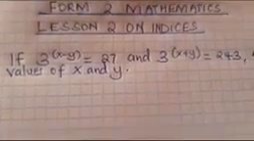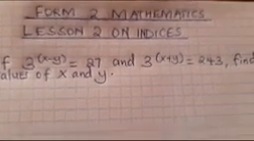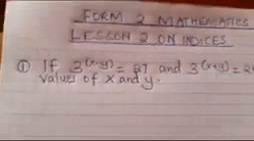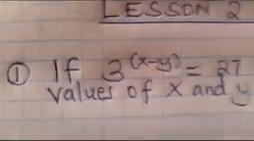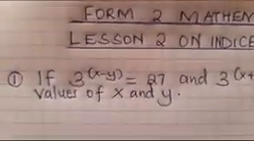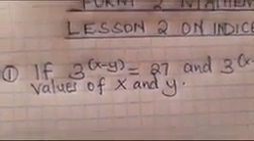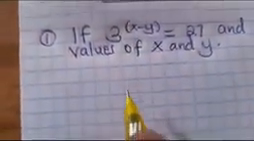So this is what we are going to do. We are going to form simultaneous equations from the two parts of the question. The first part, which says 3 power x minus y equals 27. This is what we are going to do here. Please be very careful.